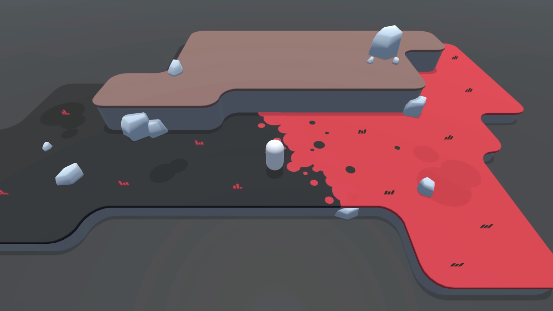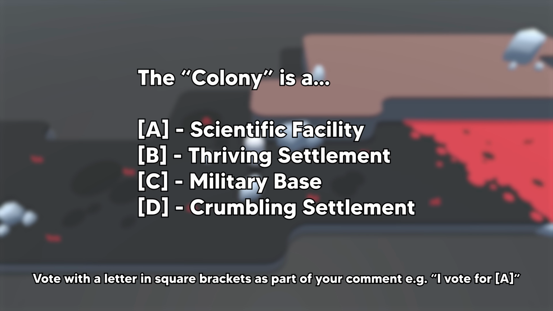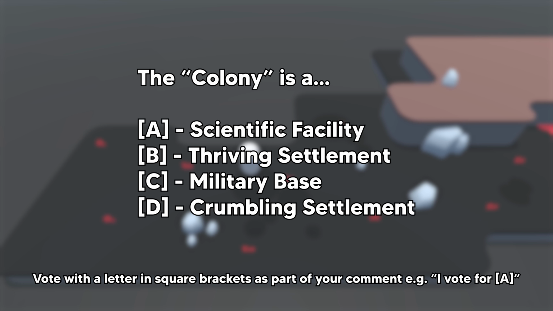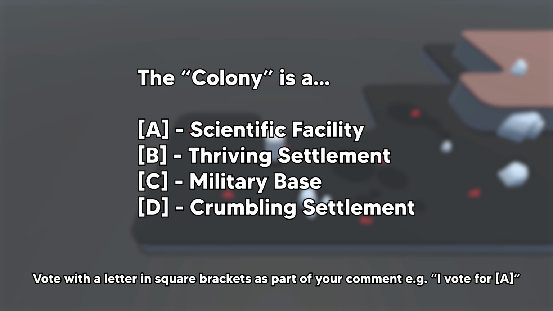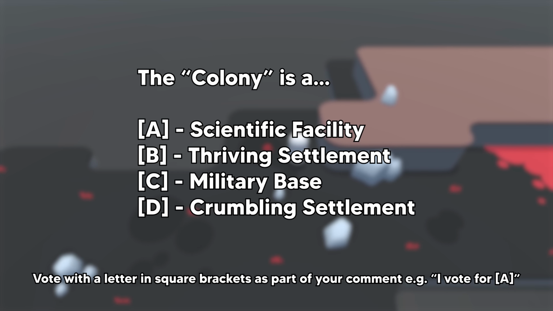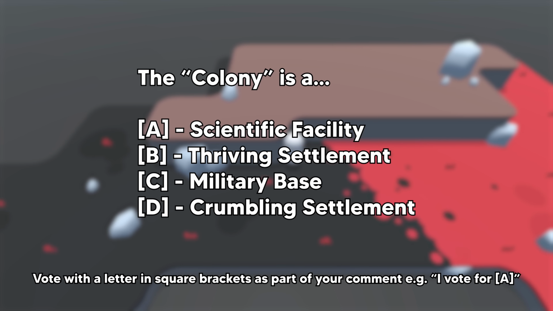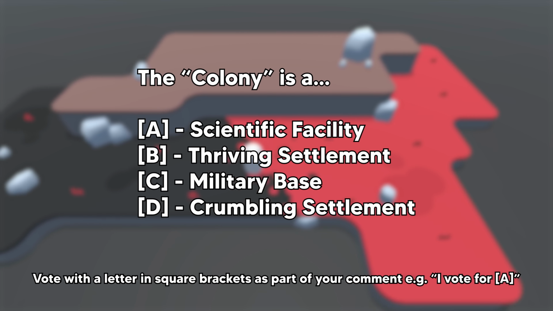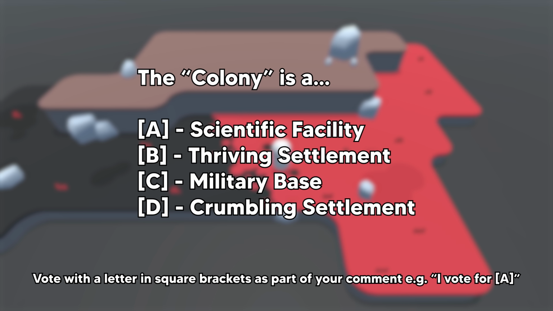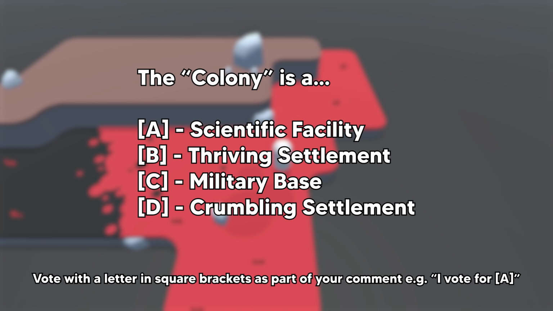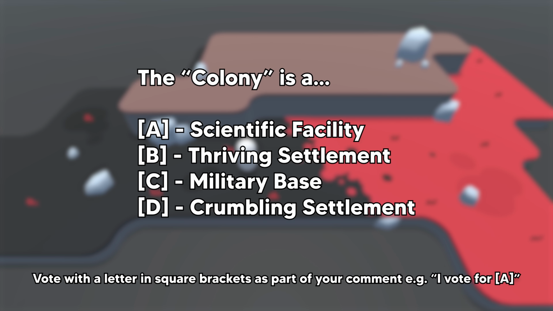The colony is A, scientific facility, B, thriving settlement, C, military base, or D, crumbling settlement. Write A, B, C, or D in square brackets as part of your comment, and I'll be tallying up the votes a week after this video goes live. See the video description if you're still not sure how to vote.